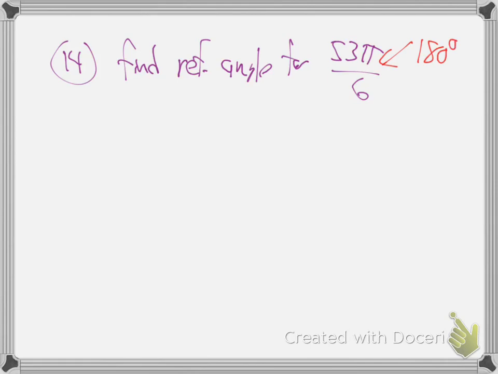So I'm going to stick in a 180. 53 times 180 over 6. Hit the buttons on your calculator. I'm getting 1,590 degrees. And that's way more than a full circle, huh?